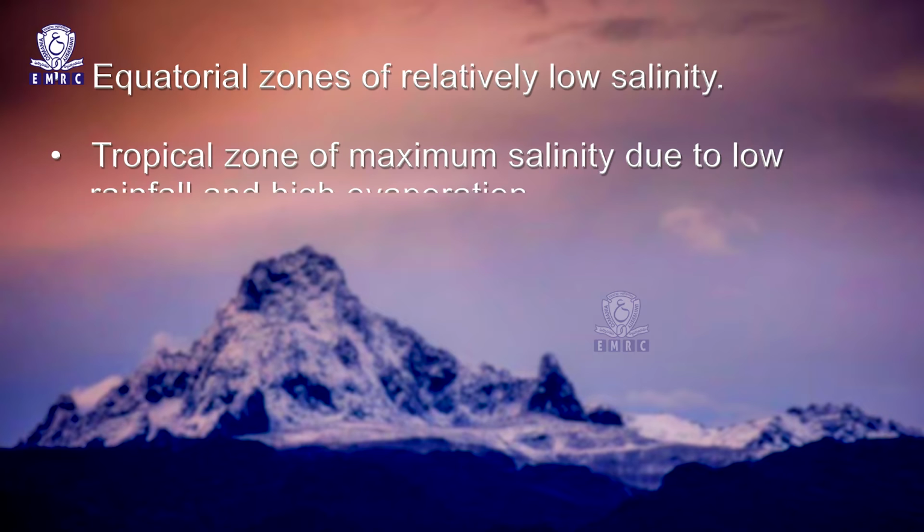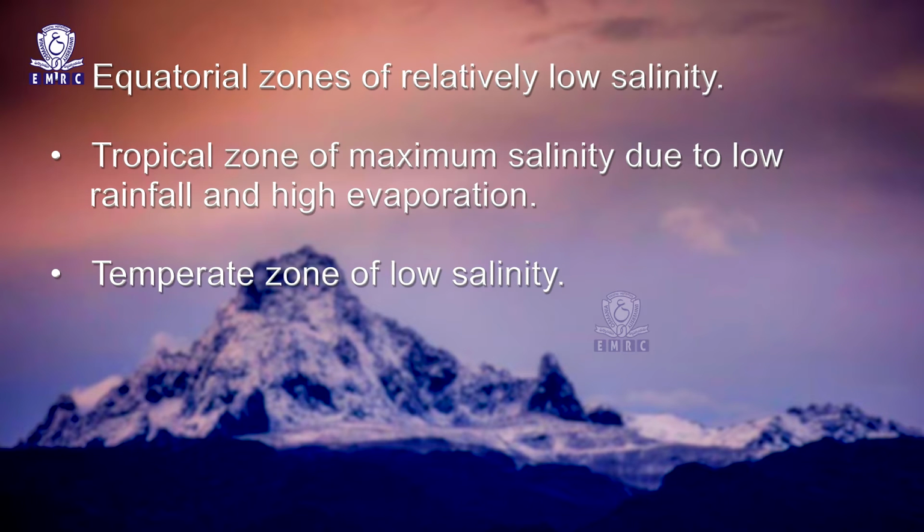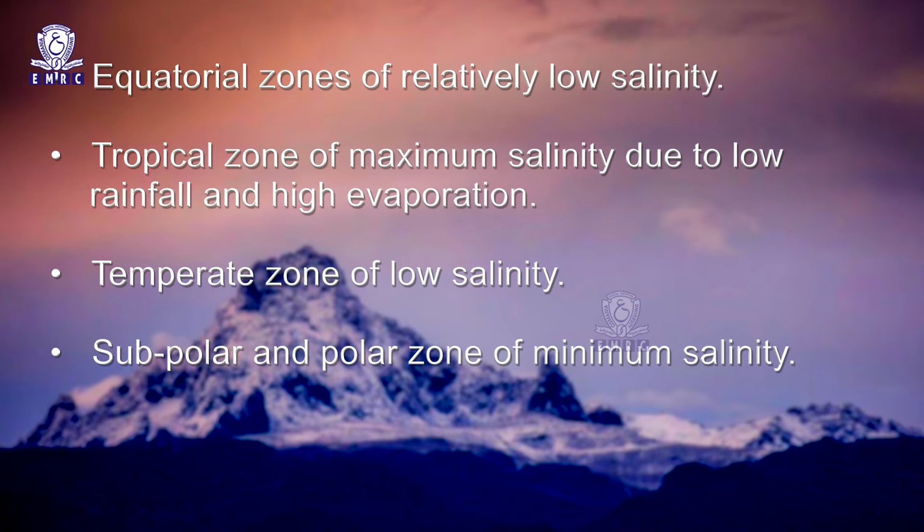On the basis of the latitudinal distribution of salinity, 4 zones of oceanic salinity may be identified. For example, equatorial zones of relatively low salinity, tropical zone of maximum salinity due to low rainfall and high evaporation, temperate zone of low salinity, and subpolar and polar zone of minimum salinity. It may be pointed out that the marginal areas of the oceans bordering the continents have lower salinity than the central part because fresh water is added to the marginal areas through the rivers.